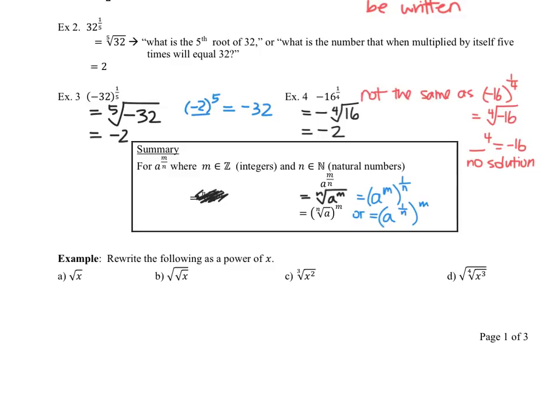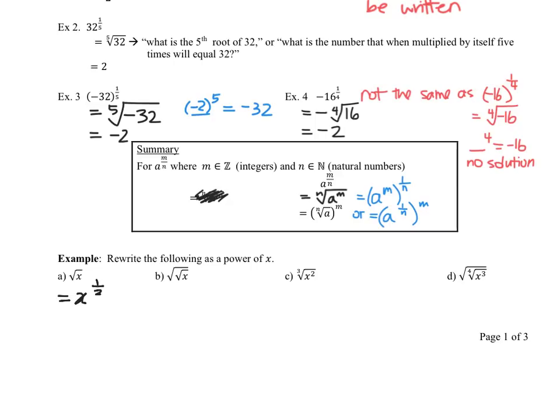We're going to rewrite each of the following as a power of x, meaning I want you to take the radical form and rewrite it using a rational exponent. So in this example, when there is no index, the default index is 2. So this will be x to the exponent of one half.